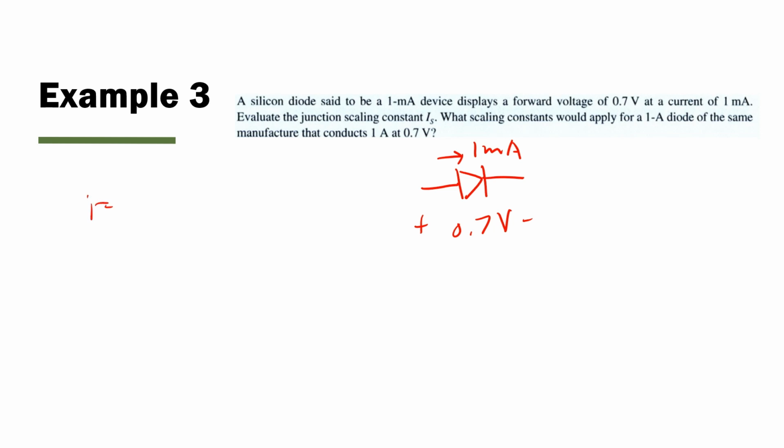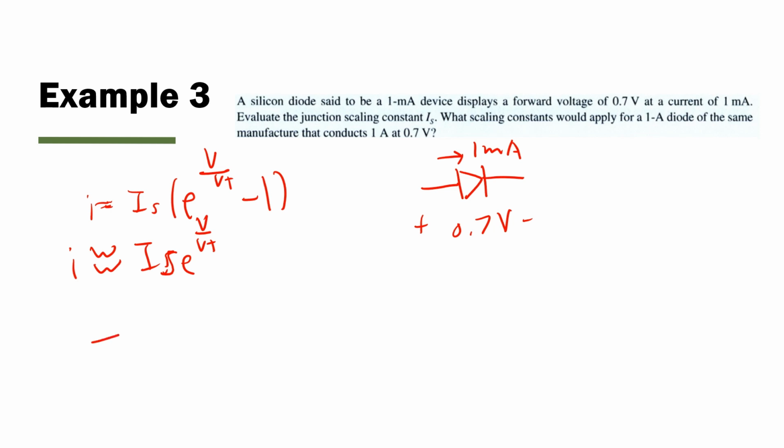So remember, I is equal to Is times e to the power of v divided by Vt, minus 1. Now, to make this problem even simpler, we can rewrite this equation to eliminate the minus 1. This minus 1 is going to be very negligible. You can even try it out for yourself. But if we want to isolate Is, it would just be I divided by e to the power of v divided by Vt, which is equal to I times e to the power of negative v divided by Vt.